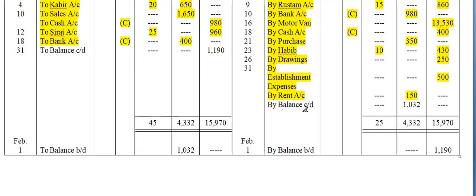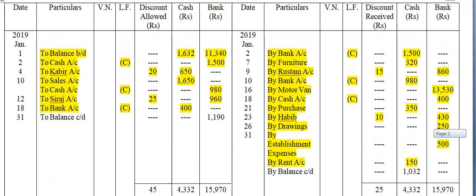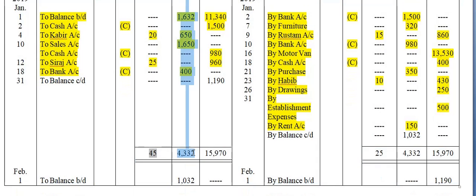So you will leave the space, and then you will draw a single line, just a single line. And what you will do is find the total of the discount allowed. Just find the total: 20 plus 25. How much? 45. Just write the amount directly, 45 out here. And you already know that cash can never be negative. So the total of the cash column will be 4,332.